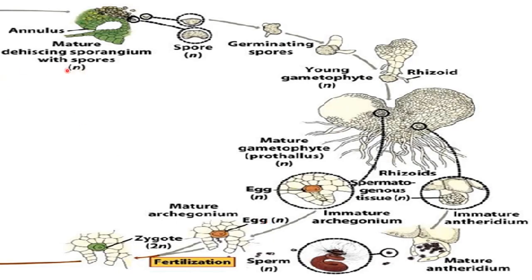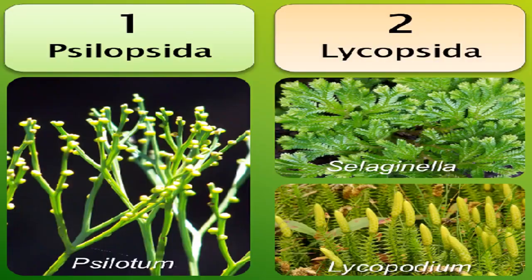Okay, just write down here the mature dehiscing sporangium, then release of spores, then germination of spores, then formation of the gametophyte. After that, on the gametophyte, the male and female sex organs, which are antheridium and archegonium, are present. Okay, so just write all these names and make this cycle. So this is also your homework. Make this complete cycle of the pteridophyte life cycle in your notebook, right?